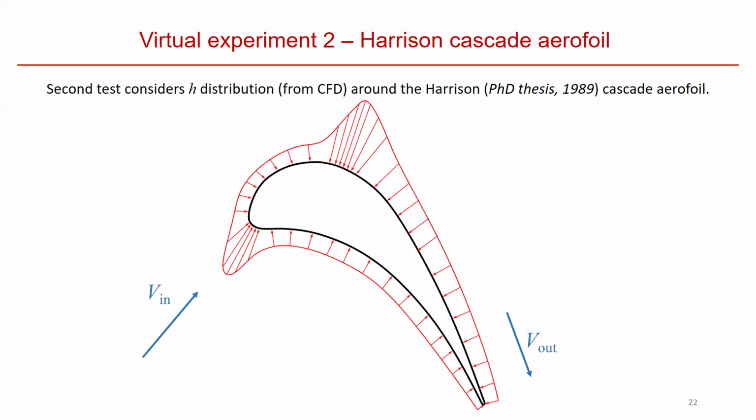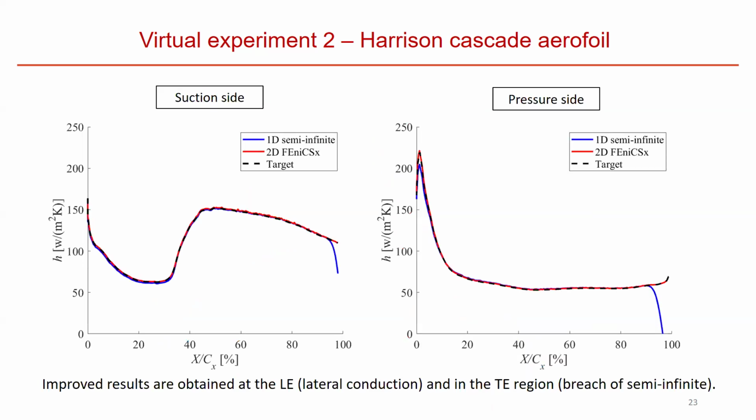Then, the second case is an aerofoil, which is based on the Harrison cascade, which is very popular in the literature. I've sketched an HTC distribution to give you an idea of what we should measure. At the leading edge, high heat transfer because of the stagnation point. We get boundary layer transition on the suction surface, which is the top side of the blades. And we get a growing boundary layer, which remains laminar on the pressure surface. So how do the two methods do on this one?